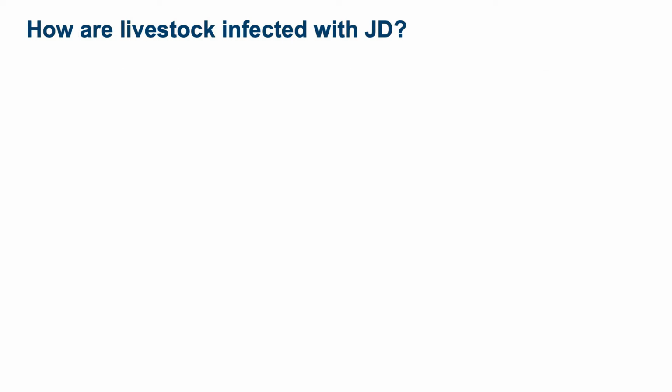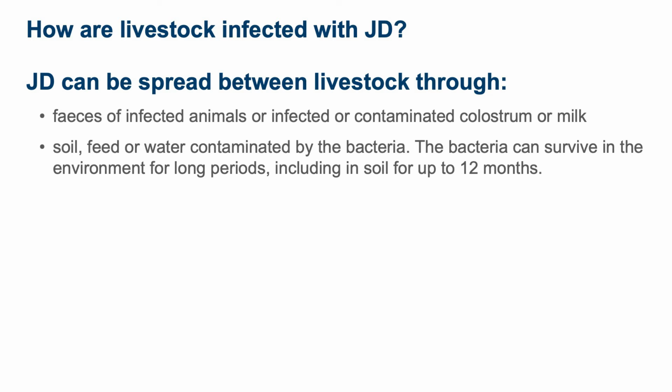So, how are livestock actually infected with JD? Well, it's spread between animals through feces of infected animals or infected colostrum or milk. Soil, feed, or water can also be contaminated by the bacteria, and it can survive for up to 12 months in the environment and soil.